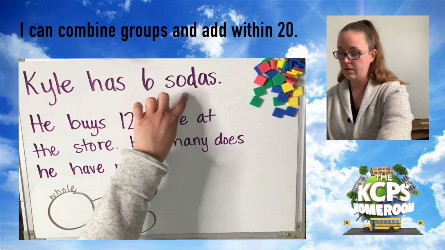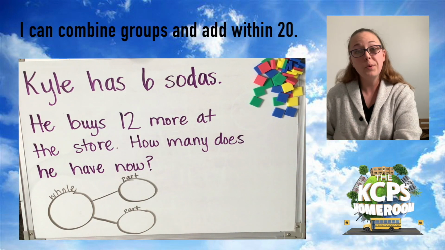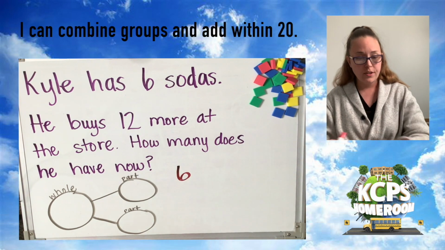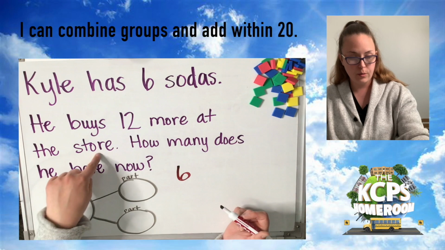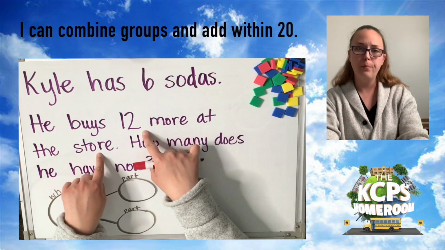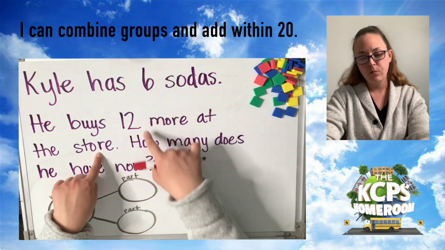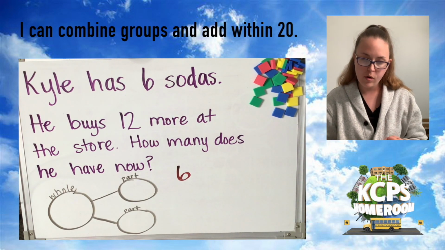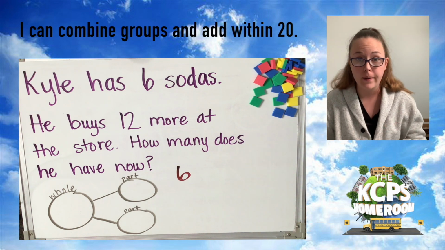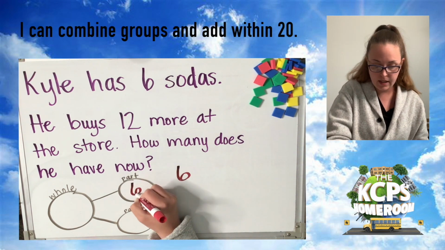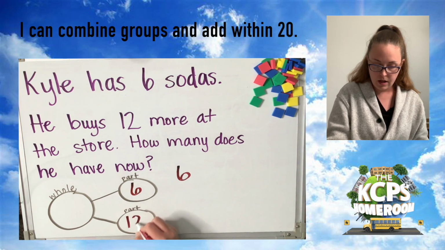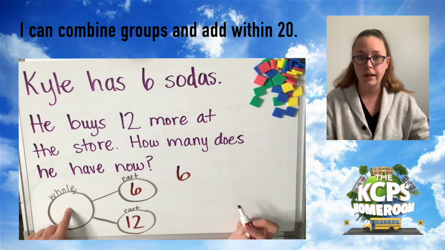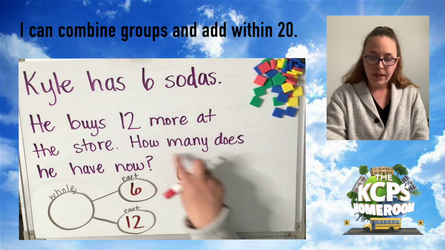Kyle has 6 sodas. So I'm going to write that number down. I don't know what it means yet, but I do want to write it down. He buys 12 more at the store. So are 6 and 12 parts? Or does one of them represent the whole? He has 6. He buys 12 more. That must mean that these are parts. So I'm going to write 6 in the top part and 12 in the bottom part. These 2 numbers represent our parts, and we're going to calculate our whole. How many does he have now?